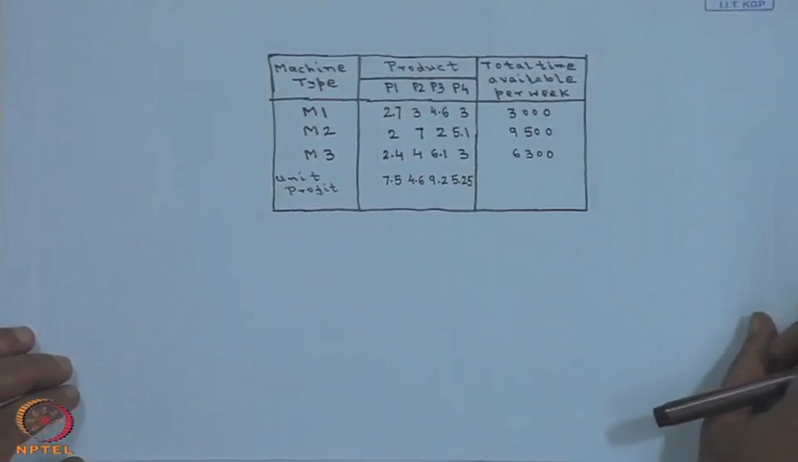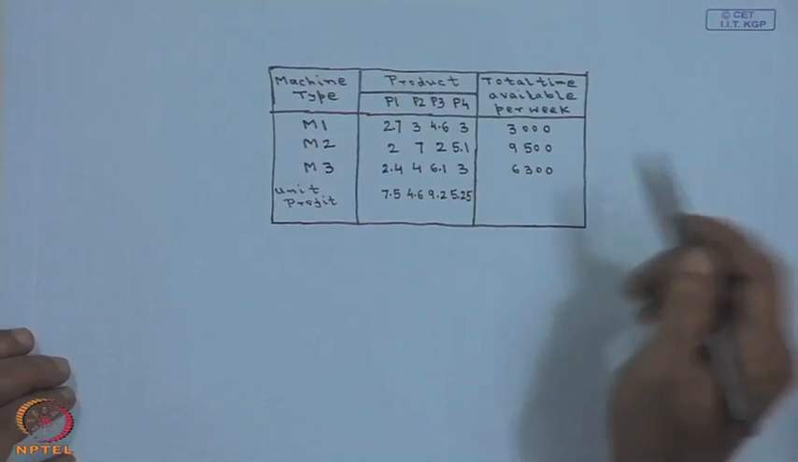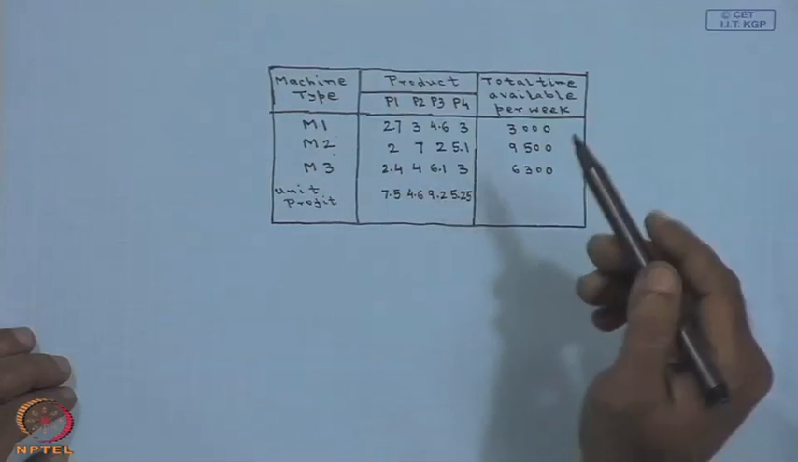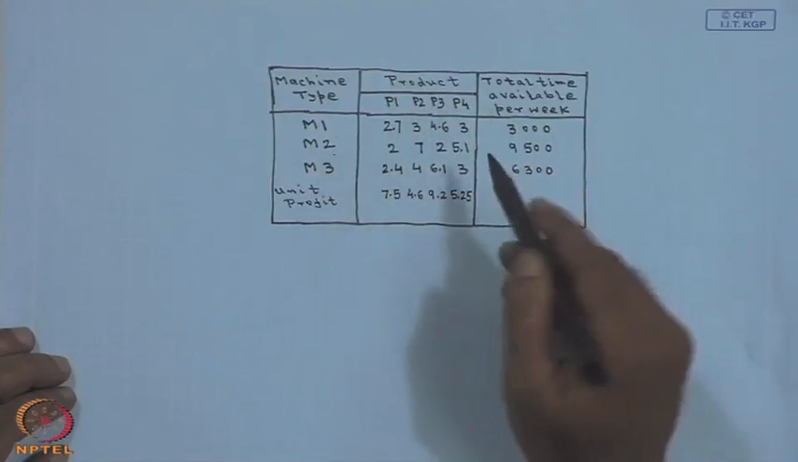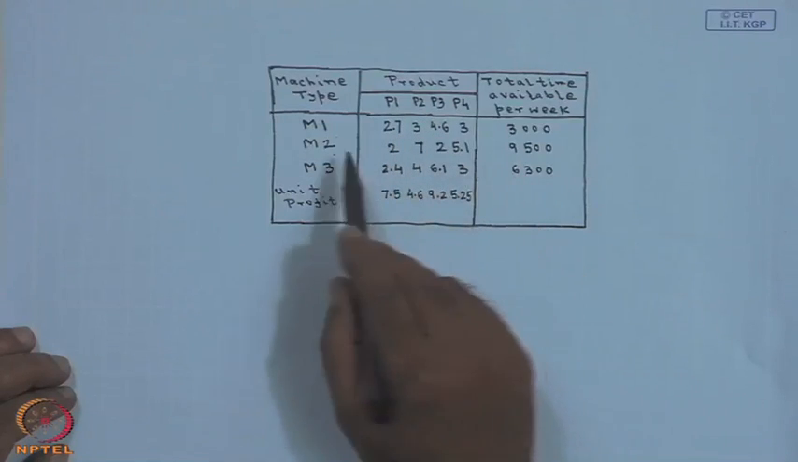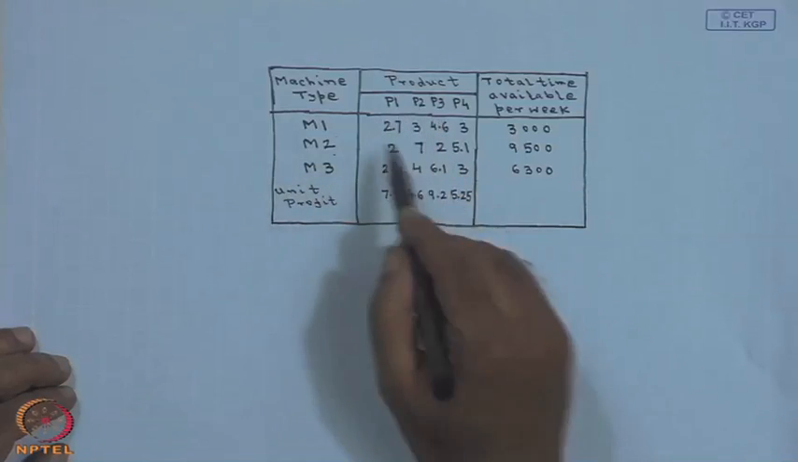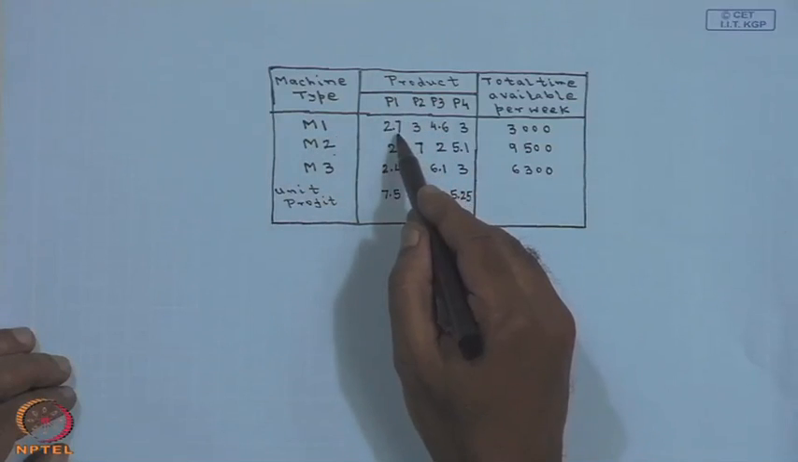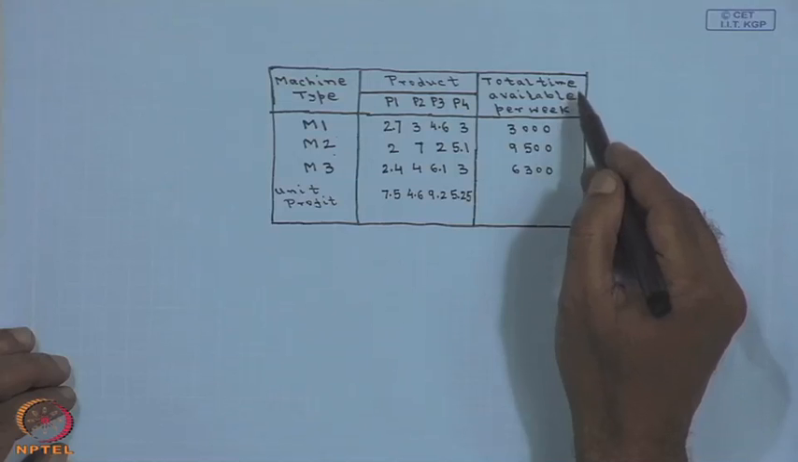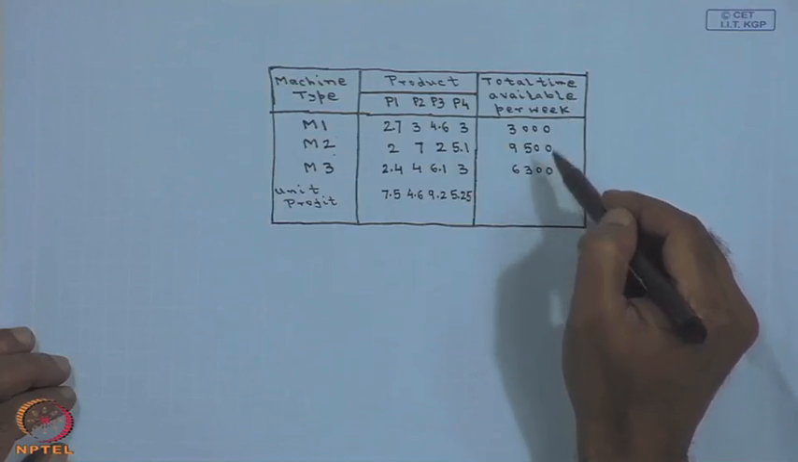Just like if you see this particular table, go through this one. In this table, some machines are there. If you see, M1, M2, M3 machines are there. These machines are producing some products P1, P2, P3 and P4, and per hour we are telling how much production rate. For machine 1 for producing P1, the time required in terms of hours is given, and total time available per week is also given.